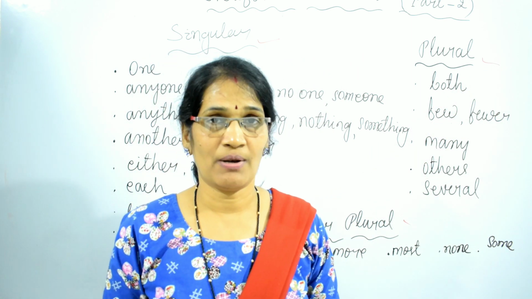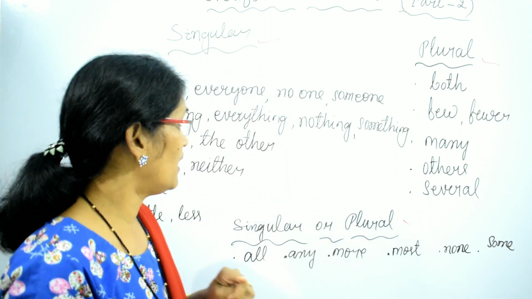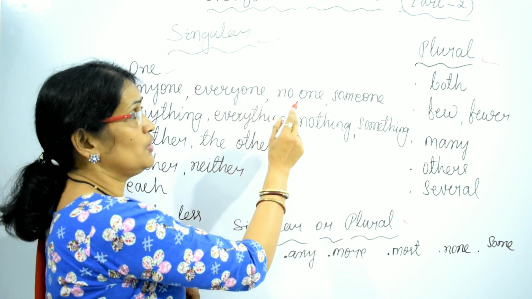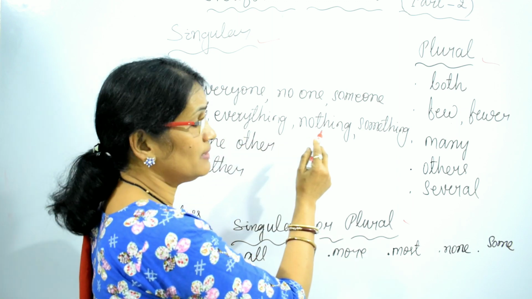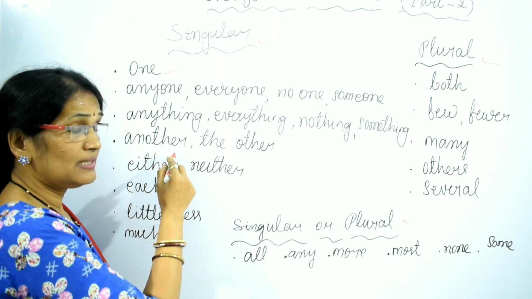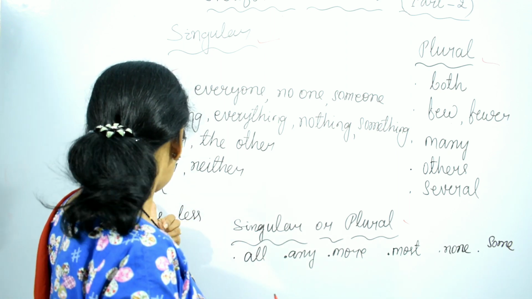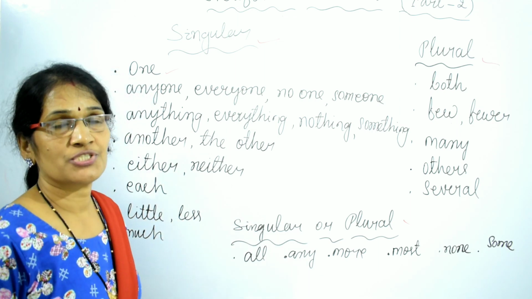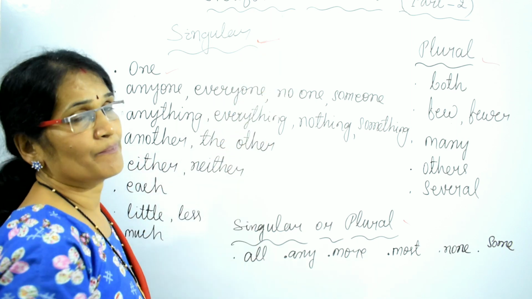singular and plural form. The words which are always used in the singular form are one, anyone, everyone, no one, someone, anything, everything, nothing, something, another, the other, either, neither, each, little, less, and much. These words are always used in singular form.